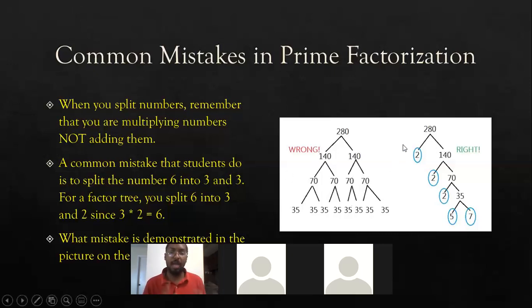A really common mistake that students make, and I've seen this 100 billion times, is they will say, I'm going to split the number 6. Okay, how are you going to split the number 6? I'm going to split it into 3 and 3. That is not correct. When you do a prime factorization, a factor tree, you split 6 into 3 and 2, not 3 and 3. Because again, we're dividing these numbers, we're not adding or subtracting them. All right.